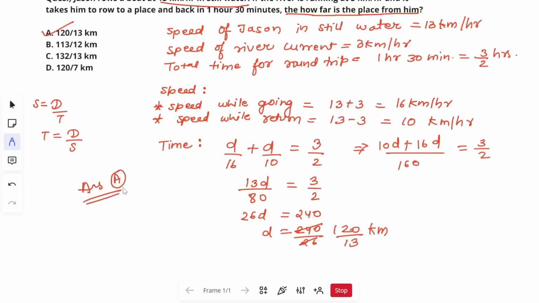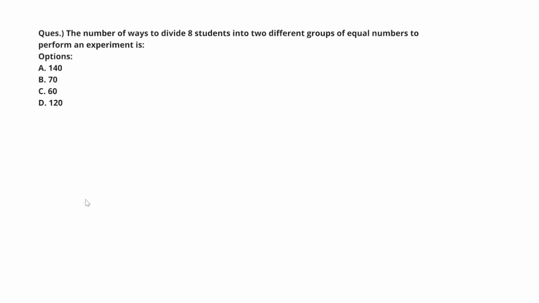Let's move on now to the next question. Let's look at this question that we have. The question is: the number of ways to divide 8 students into 2 different groups of equal numbers to perform an experiment is. Okay, and we have the options 140, 70, 60 and 120. So see guys, this question is based on combinations. Okay, combinations. So we have to find the number of ways to divide 8 students in 2 different groups of equal numbers to perform an experiment.